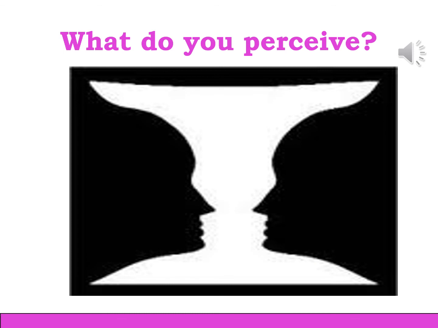So let's continue with our perception test. You've probably seen this one before. The white center you can call a goblet, a glass, a chalice, or a vase, and the black images should be 2 faces facing each other.